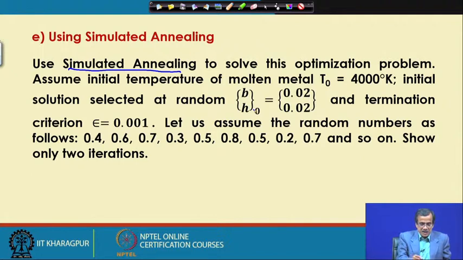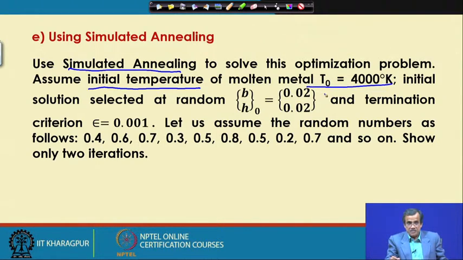Now, here we assume some initial temperature at random of the molten metal, and here we have considered T naught, the initial temperature, as 4000 degree Kelvin. An initial solution is selected at random lying within the respective ranges. So, B, H naught is 0.02, 0.02. This is the initial solution which I have selected, and the termination criterion epsilon is 0.001.